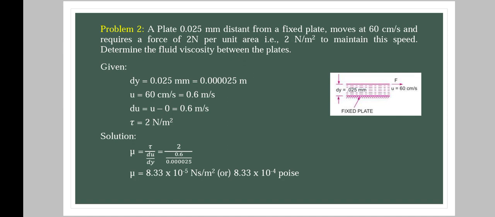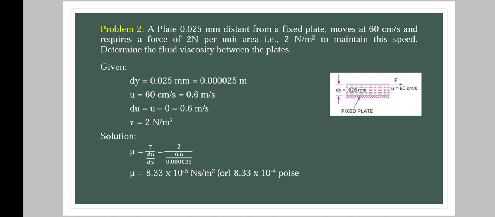u is equal to 60 centimeter per second. Also convert it into meter. du is equal to u minus 0, that is, initially you have 0 and the final velocity value will be 0. So 0.6 meter per second, and tau is equal to 2 Newton per meter square. The formula will be mu is equal to tau divided by du by dy. Tau value will be 2, du value will be 0.6, dy value will be 0.00025.